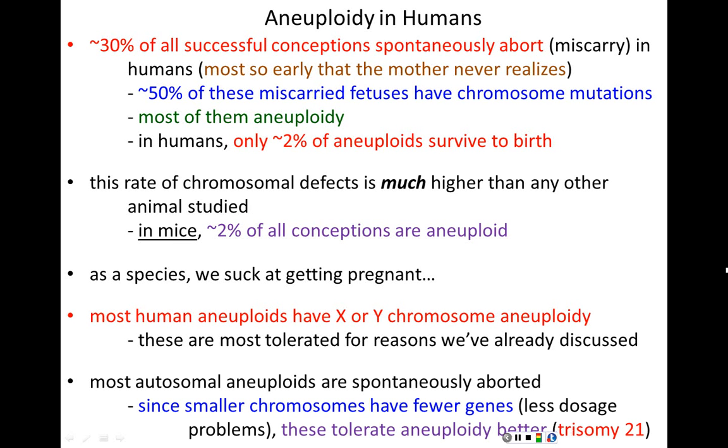It makes sense, but since smaller chromosomes have fewer genes, and gene dosage is really our issue here with aneuploidy, the smaller chromosomes tend to tolerate aneuploidy better because you're doing without or having too many fewer genes than if you were dealing with chromosome 1, for instance.